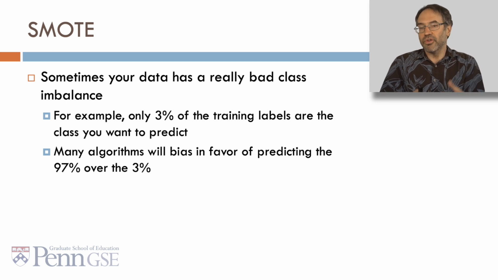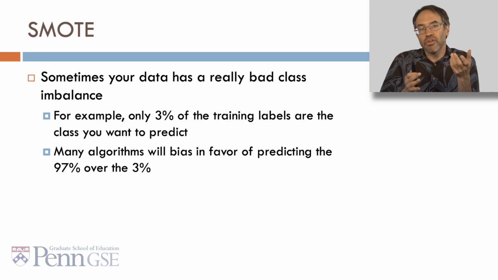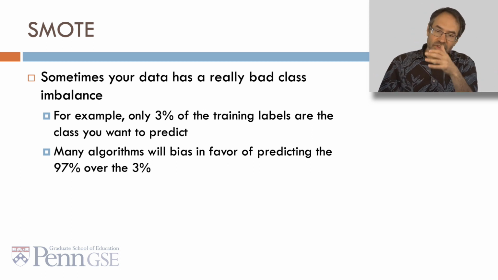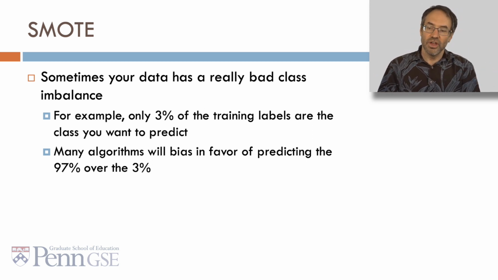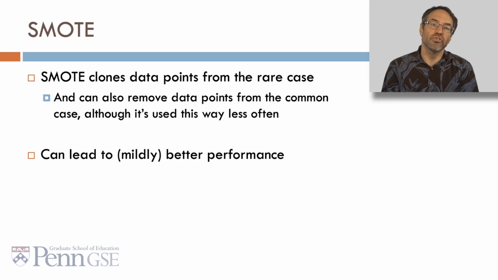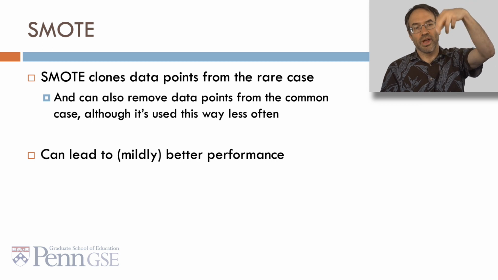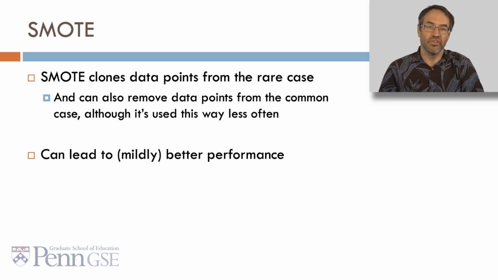And many algorithms are going to bias in favor of predicting the 97% over the 3% because most goodness metrics, even things like kappa that are supposed to control for this, are going to reward the algorithm for doing better on most of the data than just a little bit. SMOTE is a simple approach to addressing this, which clones data points from the rare case. It can also remove data points from the common case, although it's used this way less often.